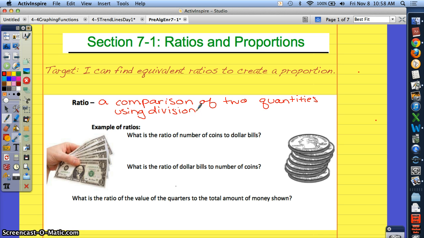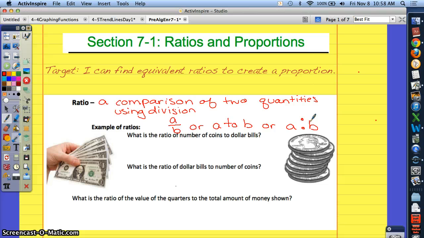You can write it as a fraction, as A over B. Or you could write it with the word "to": A to B. Or there's a little symbol to represent this, the little colon, so A to B can also be written that way. So there's three different ways you can write a ratio. Make sure you write down all three on your notes so that you have them.